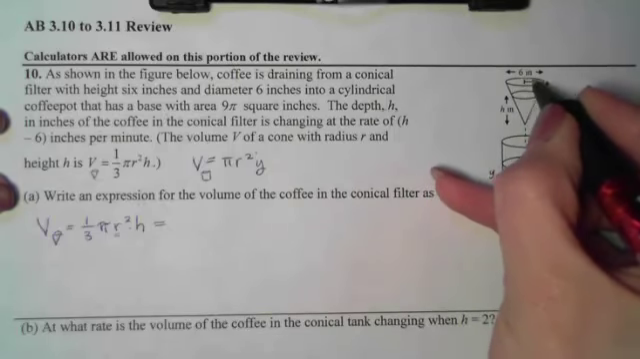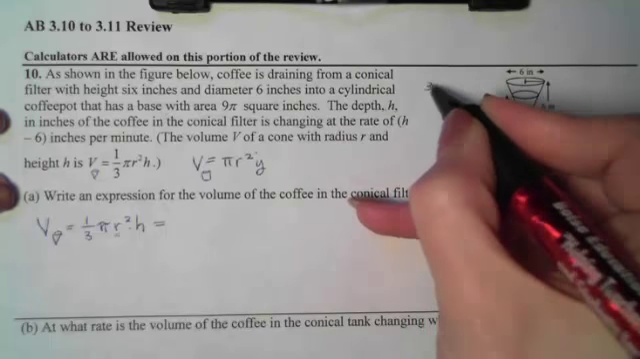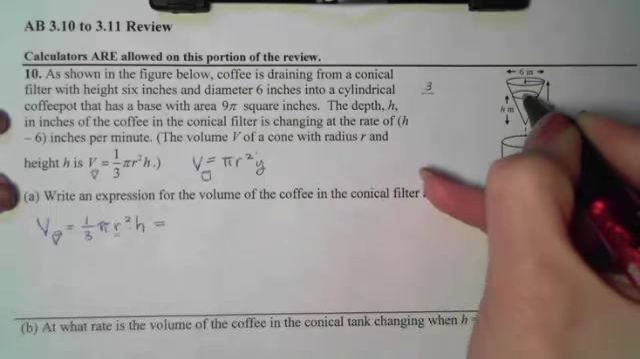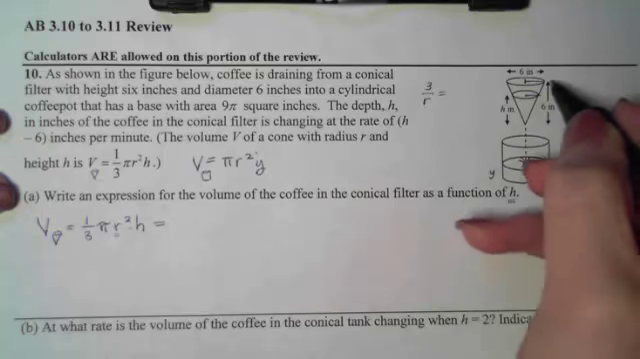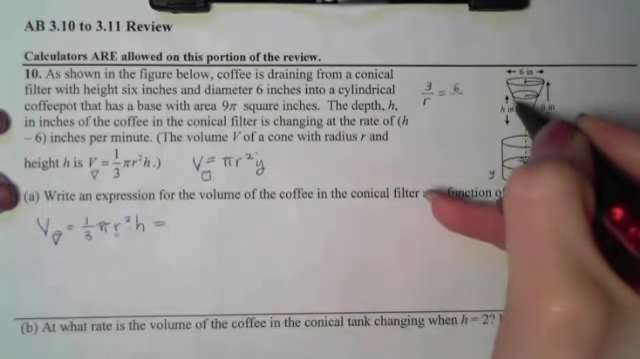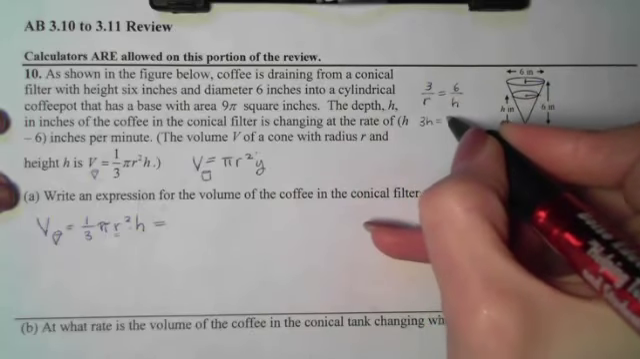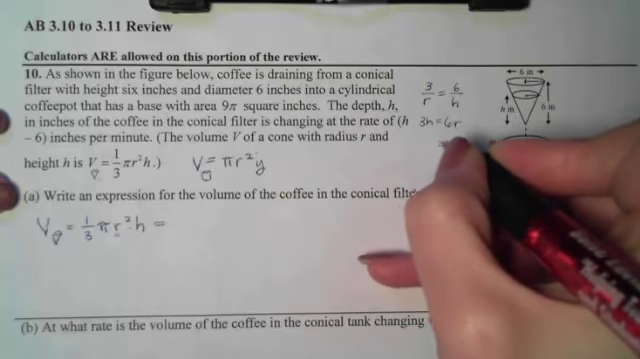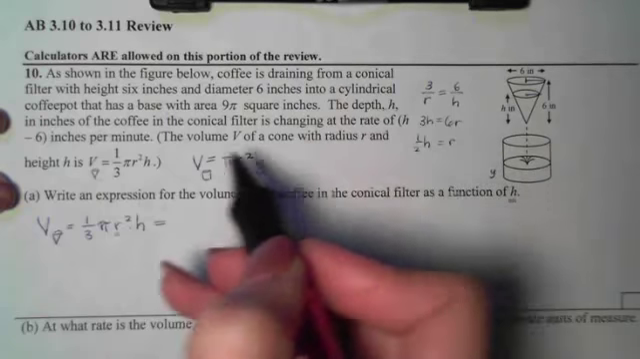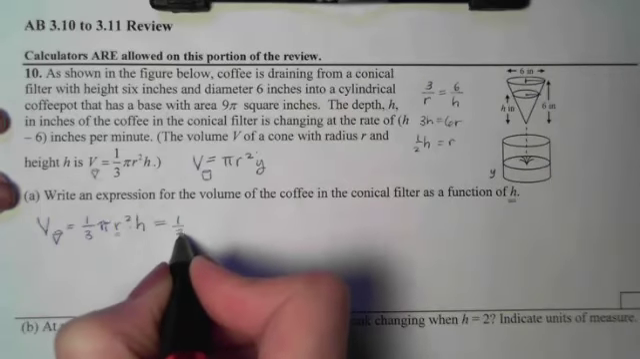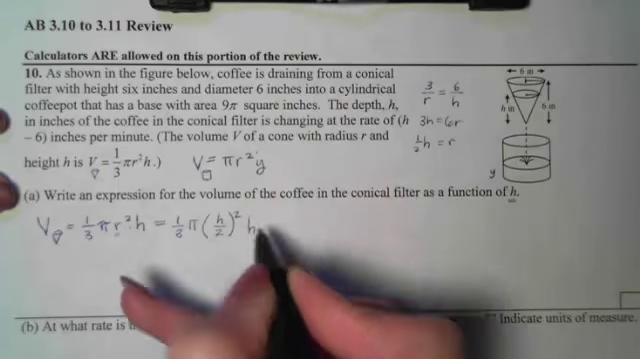If we look at the radius of the original filter, it will be 3. So the radius of the filter, which is 3, will have a ratio to the radius of the coffee that is equal to the height of the filter over the height of the coffee. So if we cross multiply here, we get 3h equals 6r, or r is 1/2 h. So now we have a relationship between r and h that we can use down here. So I can replace r with h over 2, square it, and do an h.